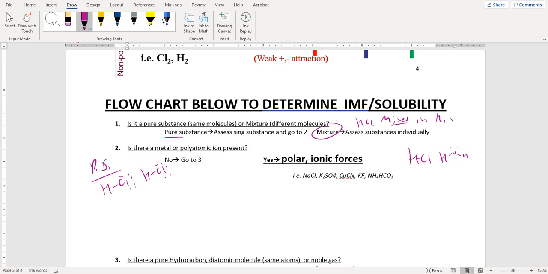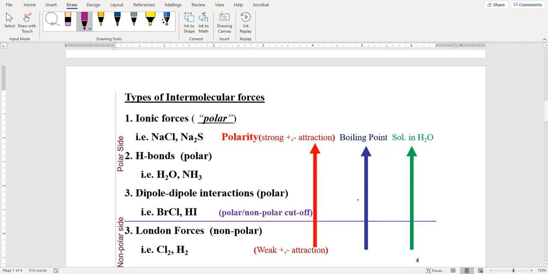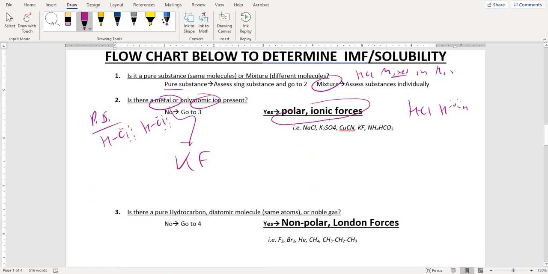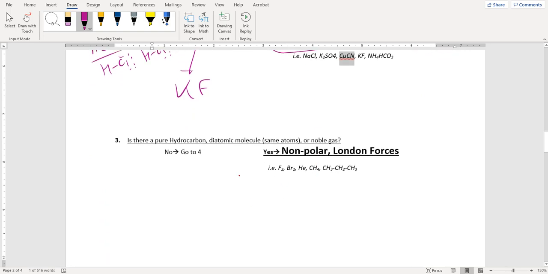So after you figure out whether you're dealing with a pure substance or mixture, you take a look at the actual molecules. Is there a metal or polyatomic ion present? So for example, if I were to give you something like potassium fluoride, the minute you see a metal present, it's going to be ionic. And because it's above the cutoff line right here, it's also classified as overall polar. So potassium sulfate, copper cyanide, those are all examples of molecules exhibiting ionic forces. Let's go to the next one.